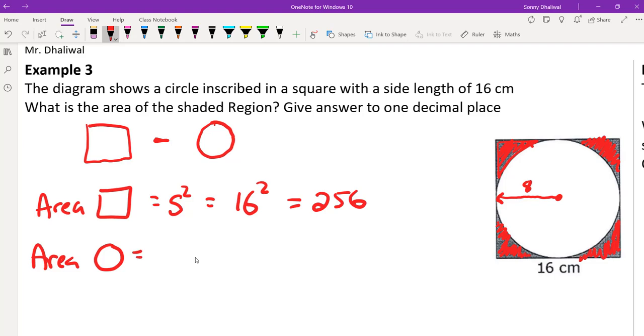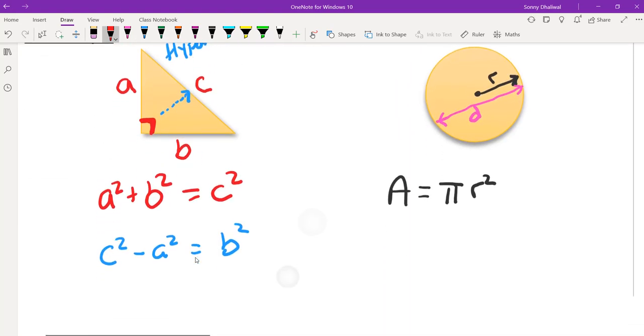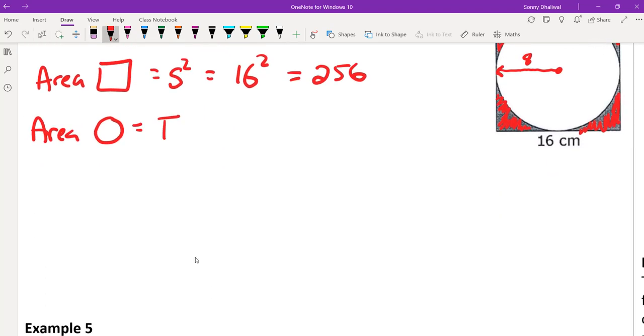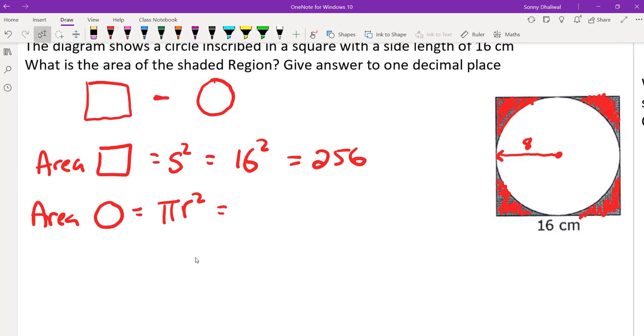Area of a circle from the previous page is pi times r squared. Right? So what is r? Radius, and what's the value? 8. Right? If 16 is all the way across, 8 is halfway across. That's the radius. Now, the value of pi.